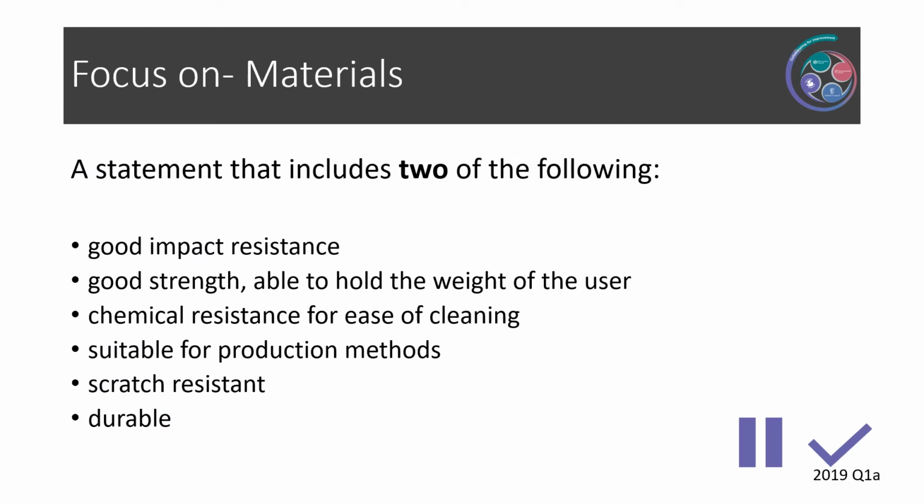Let's look at the marking instructions. To get 2 marks, you need to have said 2 of the following things. ABS has good impact resistance, and this means it is able to be knocked and dropped. It has good strength, meaning it is able to hold the weight of the user. Good strength or strong on its own would get no marks. It is chemically resistant, which makes it easy to clean.